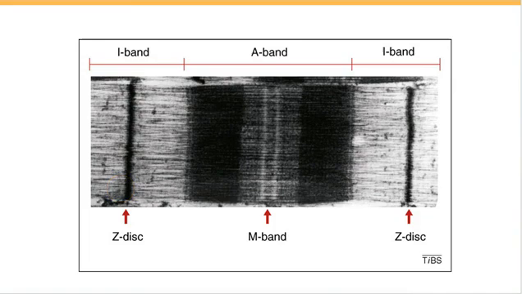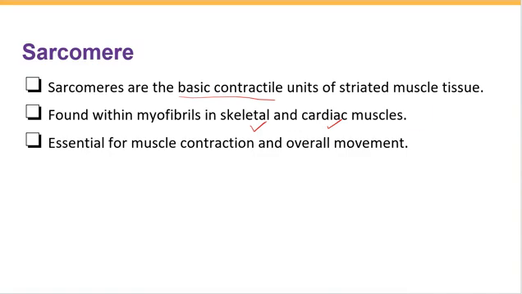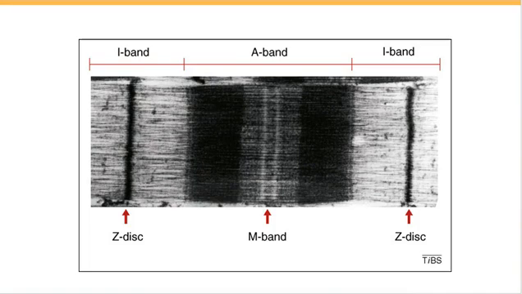If you look at the sarcomere under the microscope, you can see a light region, dark region, light region, dark region, light region, dark region. That's the reason we call skeletal muscle and cardiac muscle striated muscle tissue. You can see this striated appearance for skeletal and cardiac muscle under the microscope. That is because of the placement of the actin and myosin filaments in the sarcomere. So this is a microscopic picture of a sarcomere.